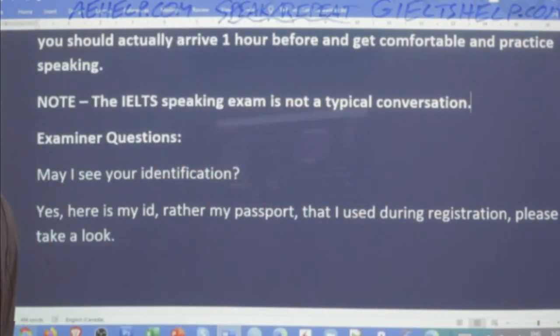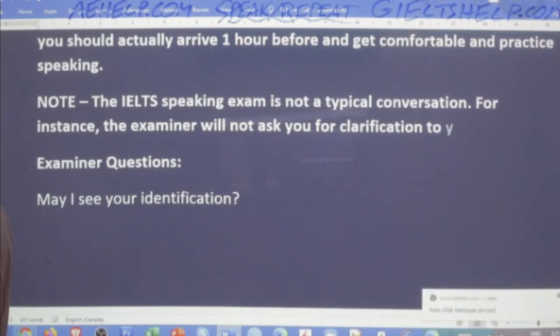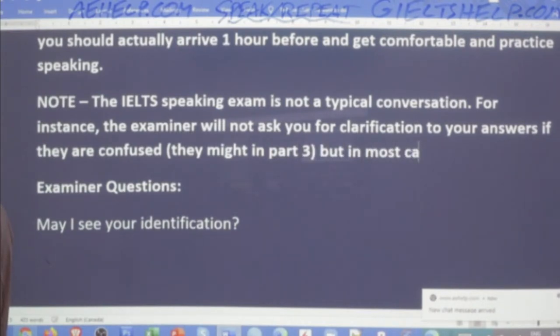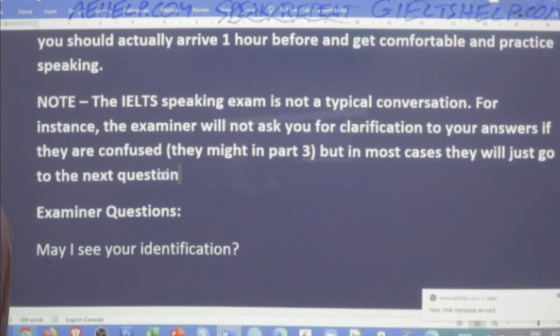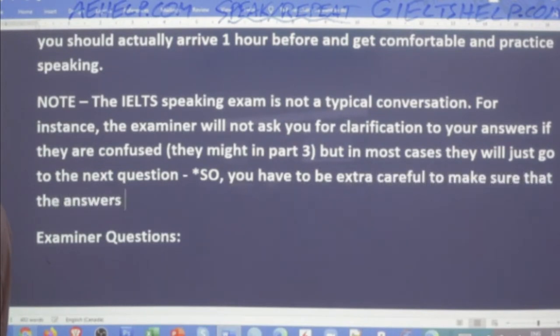So for instance, the examiner will not ask you for clarification to your answers if they are confused. They might in part three, but in most cases, they will just go to the next question. So you have to be extra careful to make sure that the answers you give are absolutely clear.